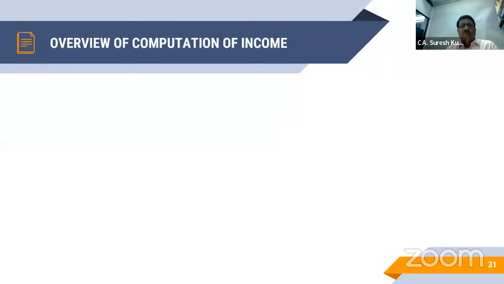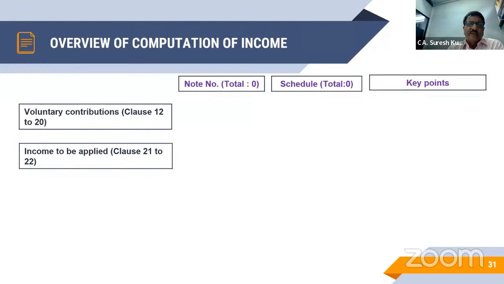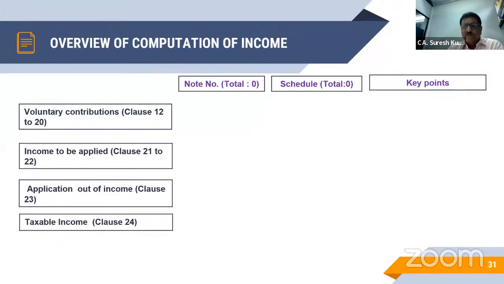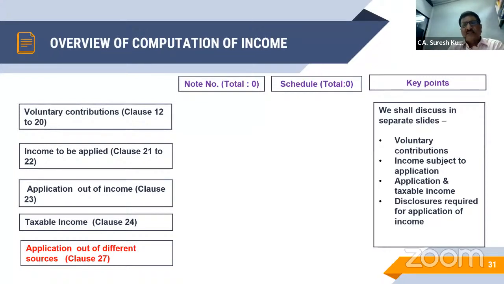So now we come to the next very, very crucial part of the 10BB form. Here are the clauses through which the income is computed subject to application, and the application amount and the overall taxable income. Again, we have to give the voluntary contribution, clauses 12 to 20, a very detailed analysis of voluntary contribution. Then two clauses for income to be applied, one clause for application out of income, and then the taxable income, clause 24. And then application of income from sources other than income. So we have to basically understand these clauses that will lead to your ultimate computation of income, based upon which the assessment shall be done. Therefore, we shall discuss these in subsequent slides. What do these clauses talk about?